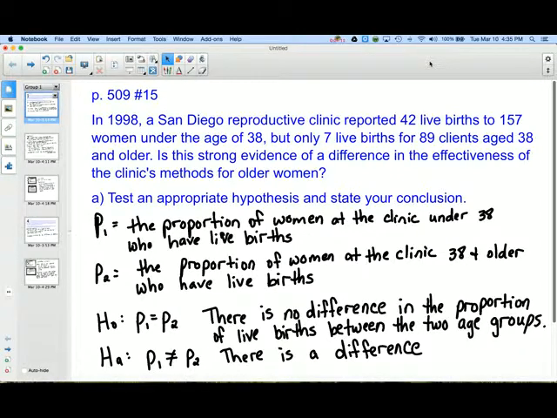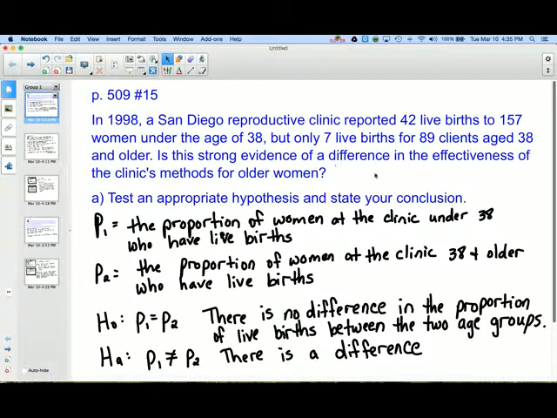So my null hypothesis is to say that there's no difference. So I have P sub 1 equals P sub 2. There is no difference in the proportion of live births between the two age groups. And my alternative hypothesis is a not equal to. It's a two-sided test. There is a difference.